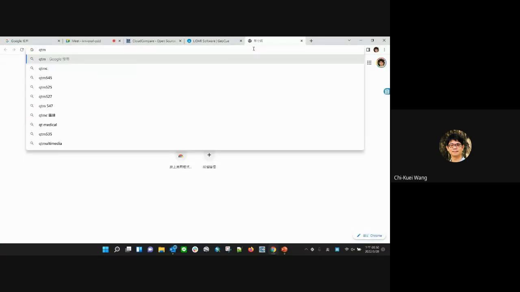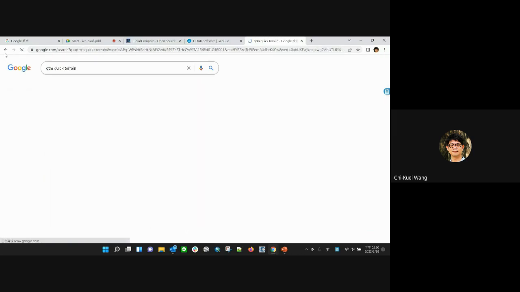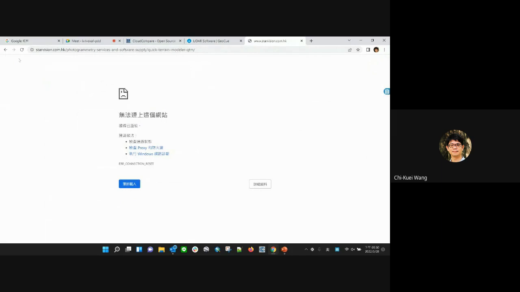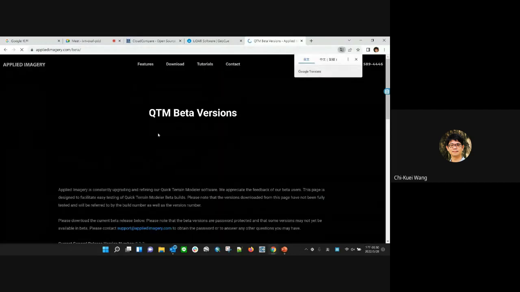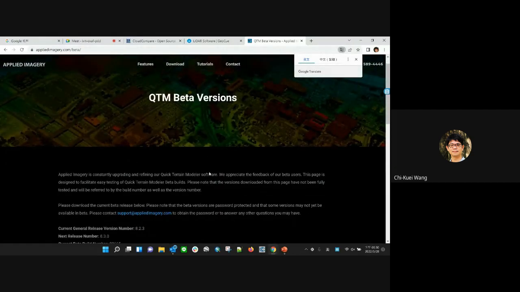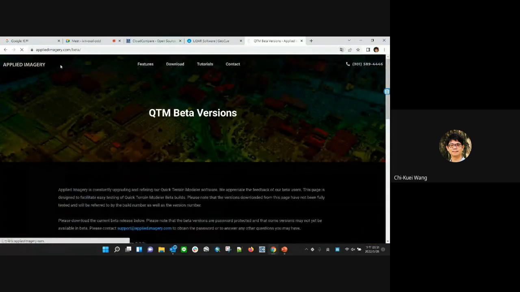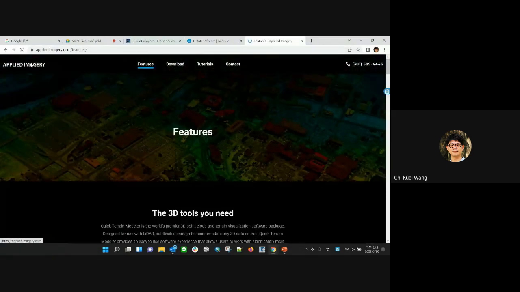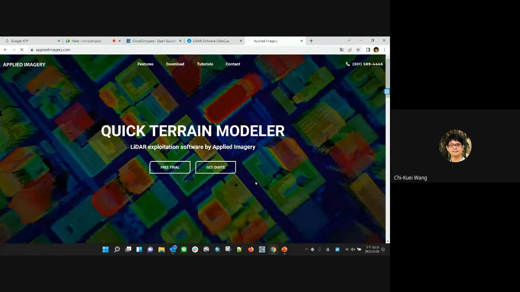Or QTM, sorry, Quick Terrain Modeler. It has a viewer version and also a full version. QTM is a visualization software.